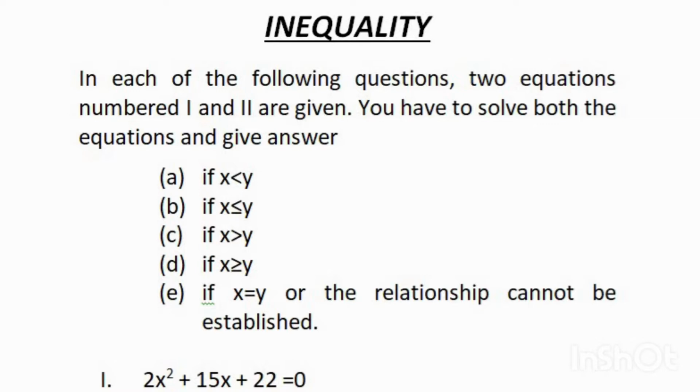In the quadratic equation based inequality, you will be given two quadratic equations, and you have to solve these two equations based on the variables x and y and check whether x is less than y, x is less than or equal to y, x is greater than y, x is greater than or equal to y, like that. And mark A if x is less than y, mark option B if x is less than or equal to y, mark C if x is greater than y, mark option D if x is greater than or equal to y, and mark option E if x is equal to y or the relationship cannot be established.